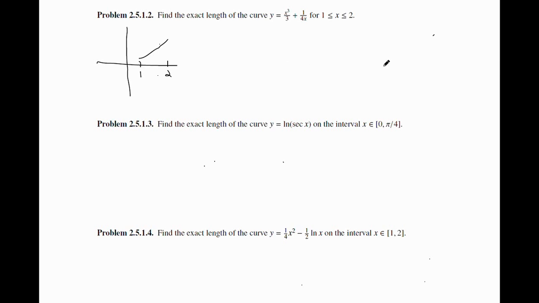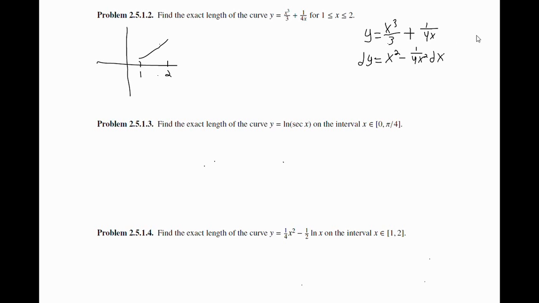And same as the last problem, we're going to take the derivative of y equals x cubed over 3 plus 1 over 4x. Since this is equivalent to 1/3 x cubed, the 3 cancels out with the 1/3, and you get x squared, and you have 1 over 4x, which is equivalent to 1/4 x to the negative 1. And if you simplify all of that, you should get a derivative of dy equals x squared minus 1 over 4x squared dx.